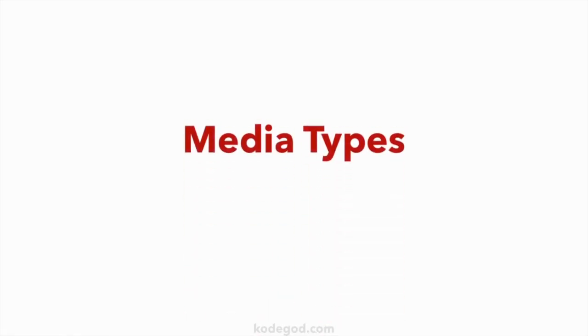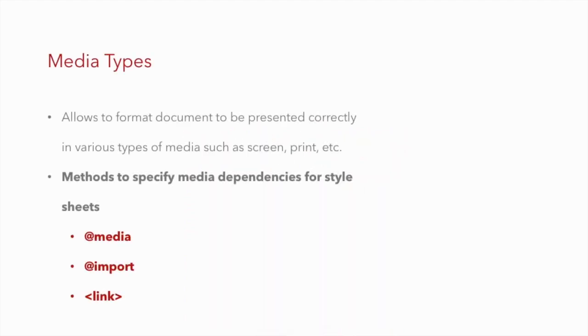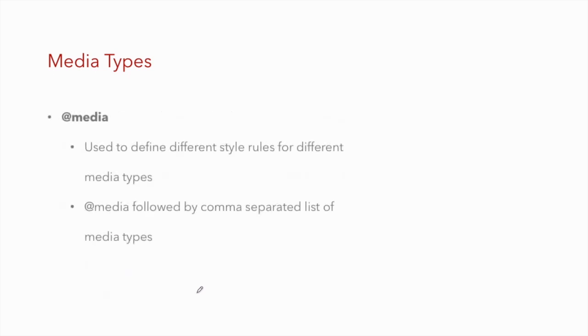So next we will see the media types, and this is another very important topic in terms of CSS3. So media types allows you to format your document based on different types of media, such as your screen or print and etc. You can specify the media dependency using these three types. So one is the media, other one is import, and third one is the link, which is commonly used. So let us see each one of these one by one.